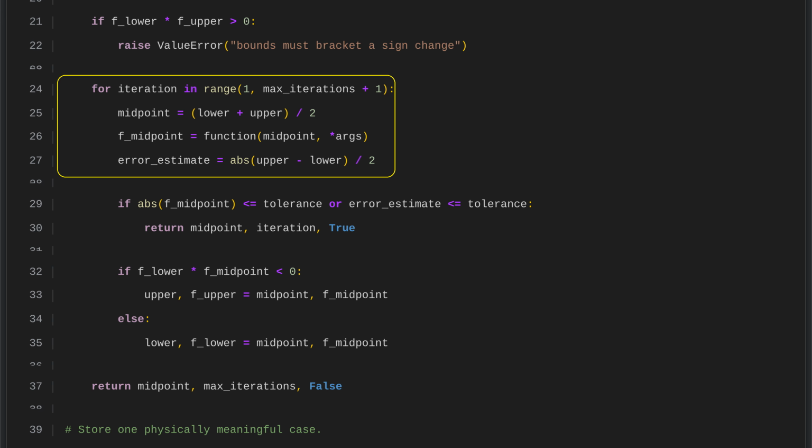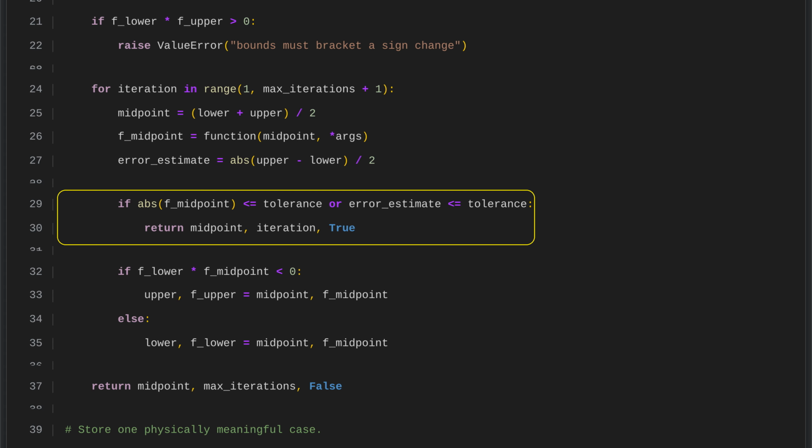The loop repeats up to the allowed number of iterations, each time using the average of the lower and upper bounds as the current root estimate. The function is evaluated at this midpoint to check how close it is to a root. The error estimate is then found as half the width of the current interval, which indicates whether the approximation is within the required tolerance. The code checks whether the midpoint is accurate enough to stop the iteration.